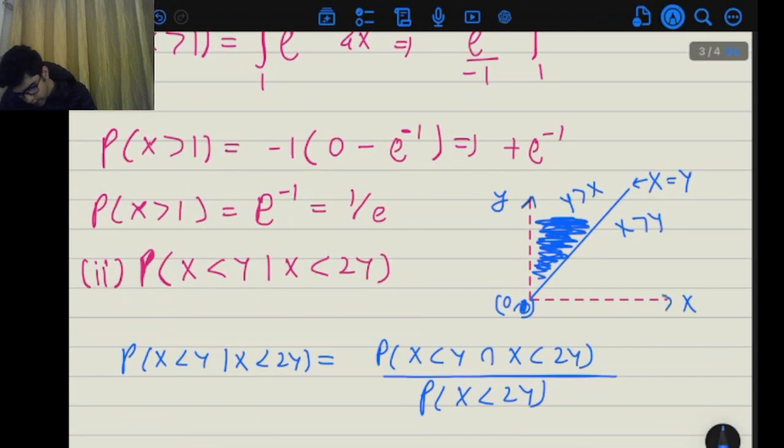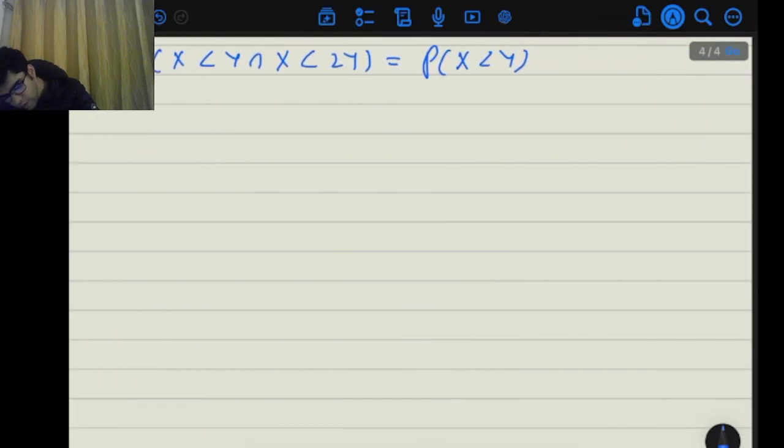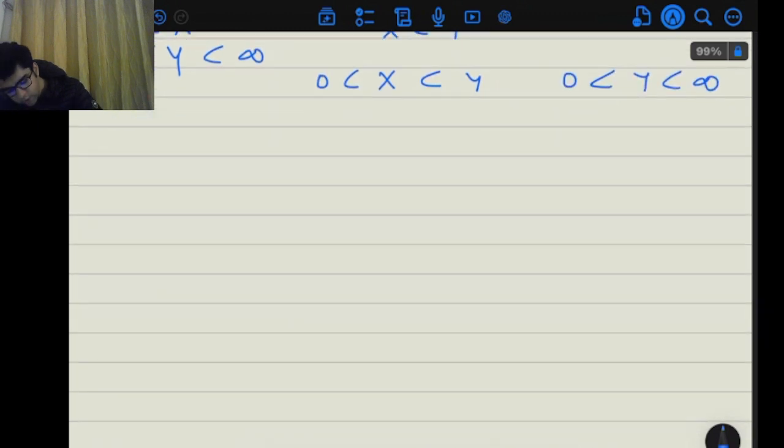We need to look at this diagram, right? So x less than y. Basically I can write this as the probability of x less than y. We know that x lies between 0 and infinity, and we know that y lies between 0 and infinity. And we need to find the probability of x less than y. So basically x lies between 0 and y, and y lies between 0 and infinity. Right, so we can use this.